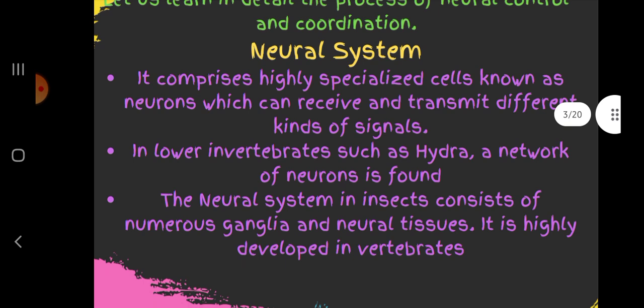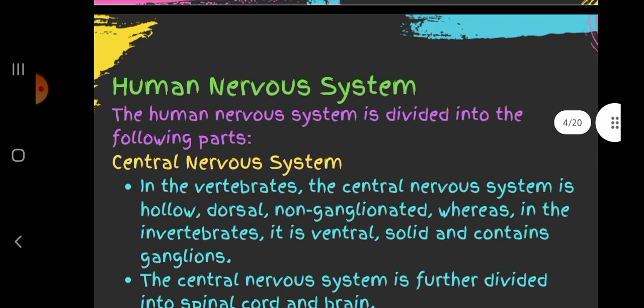Neural system. It comprises highly specialized cells known as neurons, which can receive and transmit different kinds of signals. In lower invertebrates such as Hydra, a network of neurons is found. The neural system in insects consists of numerous ganglia and neural tissues. It is highly developed in vertebrates.